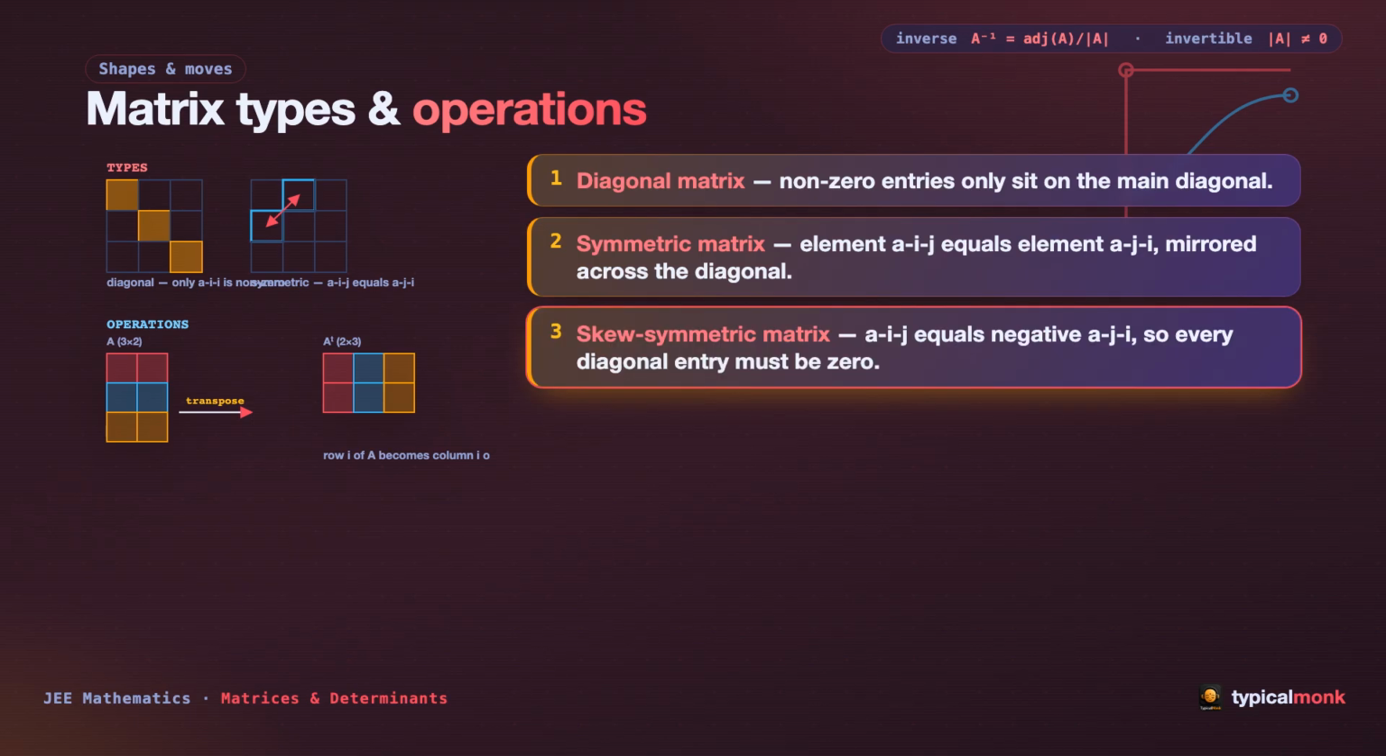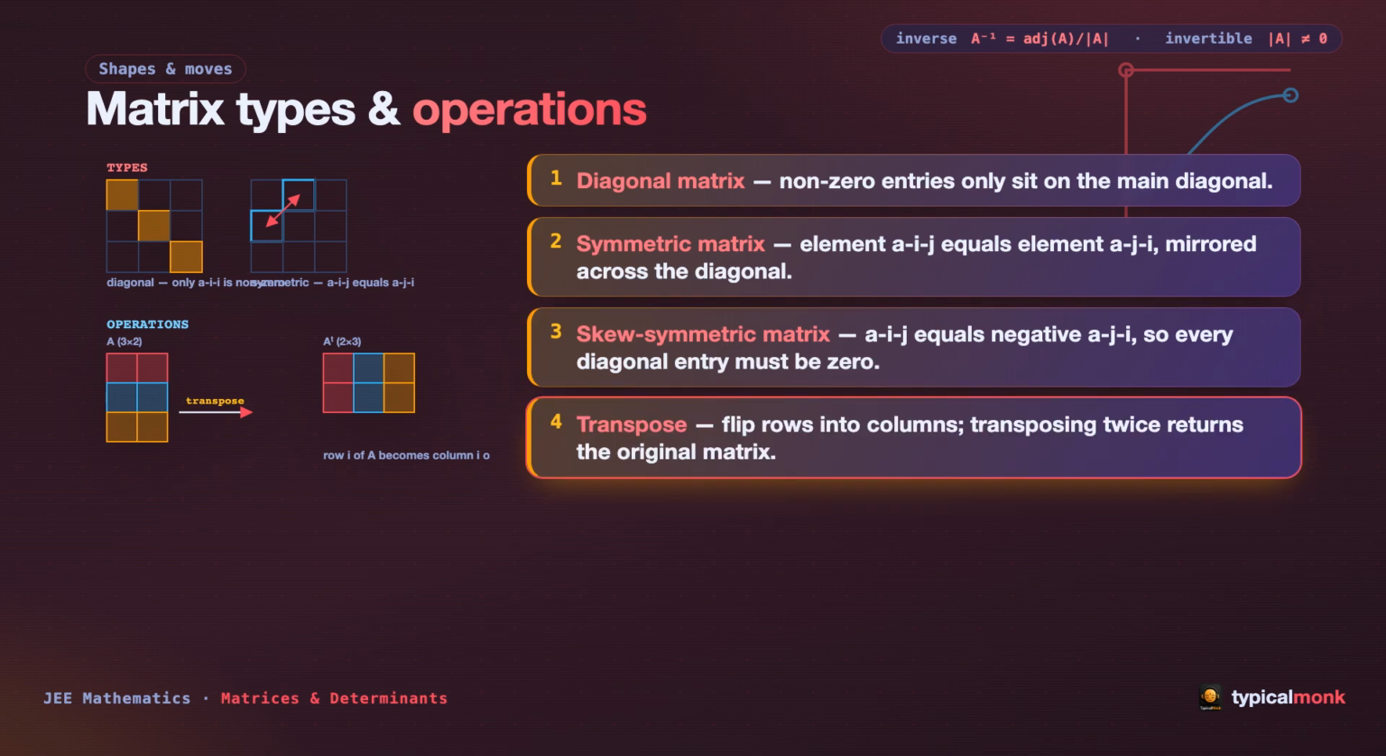Third, its close cousin, the skew-symmetric matrix. Now, a sub ij equals negative a sub ji, and that single rule forces every diagonal entry to be exactly 0, because a number can only equal its own negative if it is 0. And fourth, the operation underneath the whole picture, the transpose. The rule: flip every row into a column. So a 3 by 2 matrix becomes a 2 by 3 matrix, and transposing twice always hands you back the original.